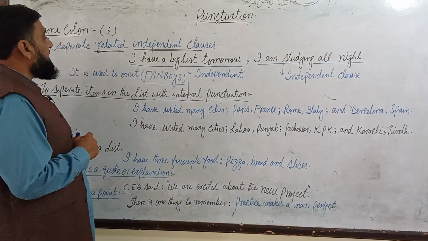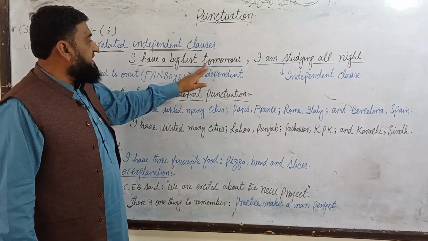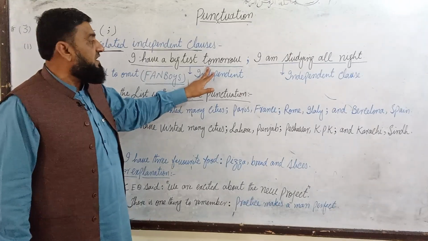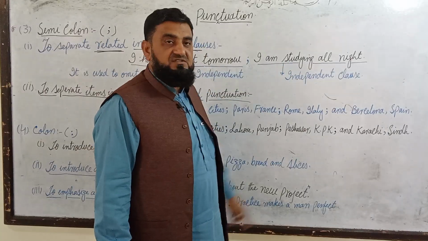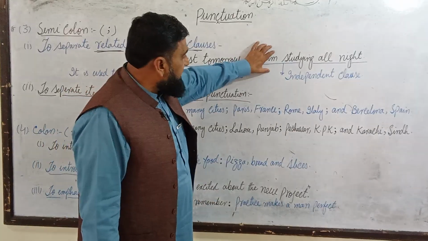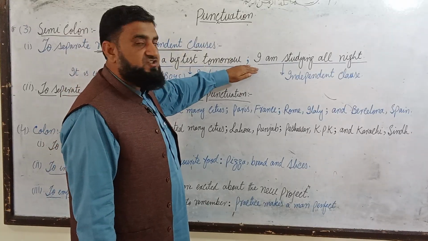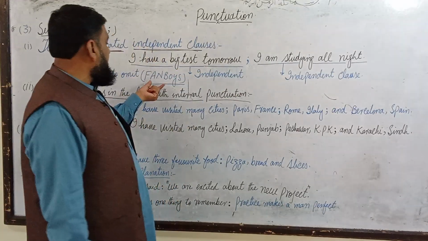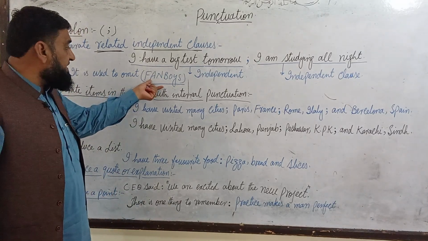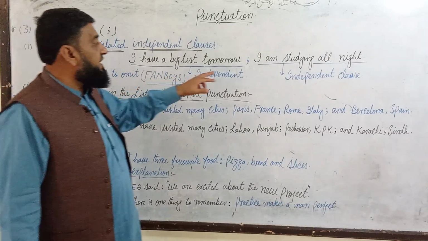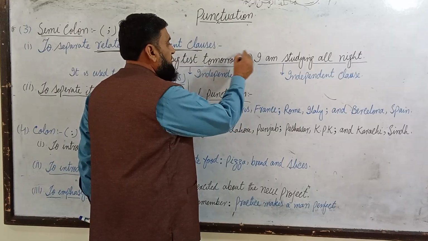So, for example, I have a sentence: I have a big test tomorrow. That is an independent clause. Separated by a semicolon: I am studying all night. So, independent clause and independent clause. When two independent clauses are joined not by the FANBOYS coordinating conjunction, but by punctuation, we will use the punctuation mark semicolon.